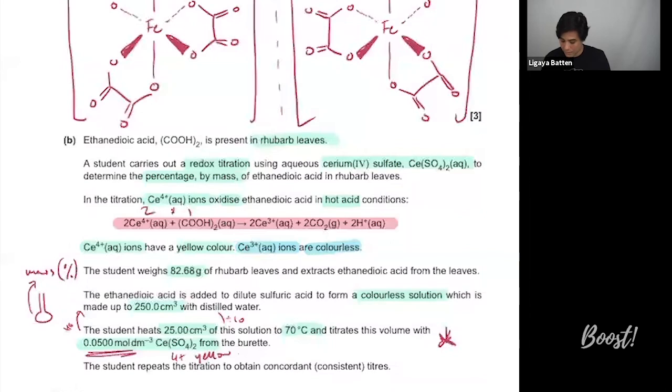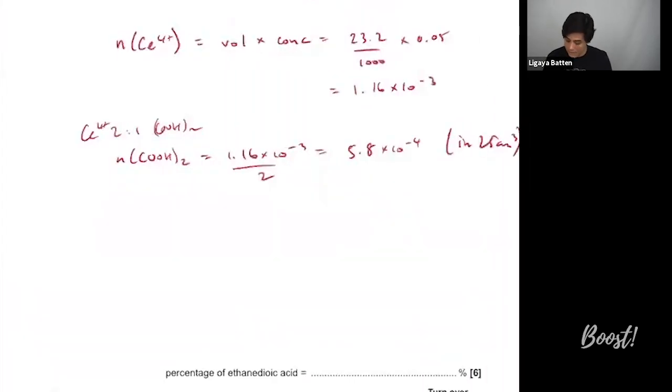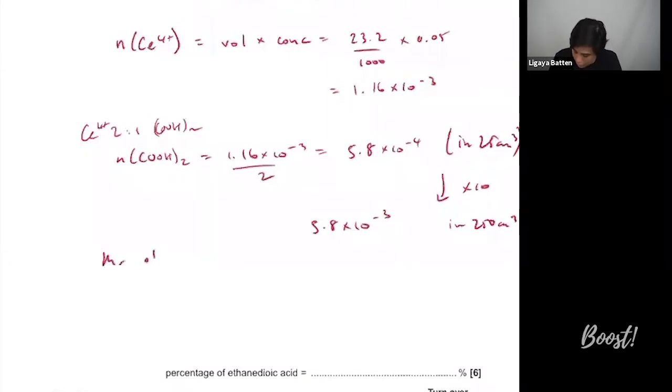So now you need to times that by 10, as I said earlier, to see how much was in 250. So that's going to be 5.8 times 10 to the minus 3. And then find the mass of the ethanedioate that was in the original rhubarb. So we need to find the Mr of (COOH)2, and it should be 90, if I'm correct.